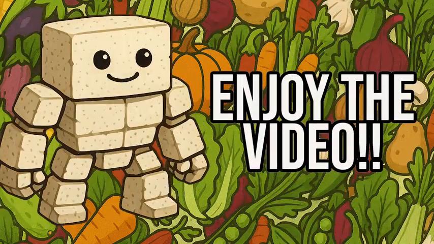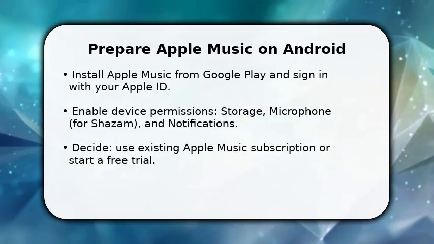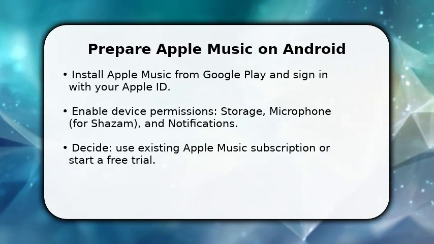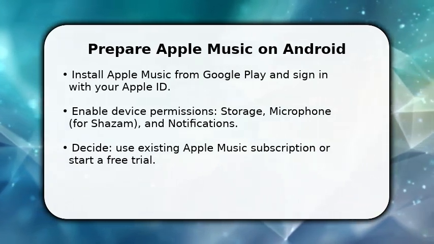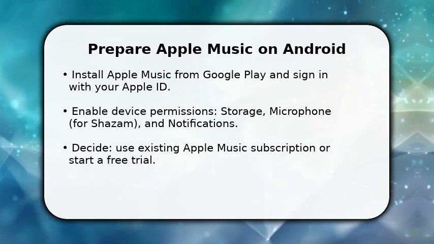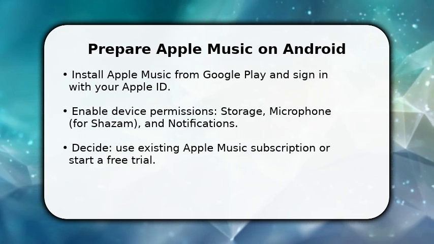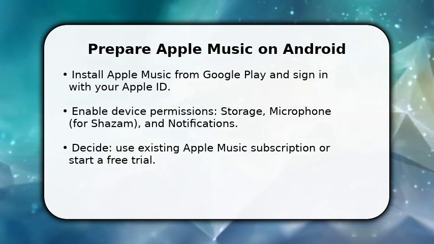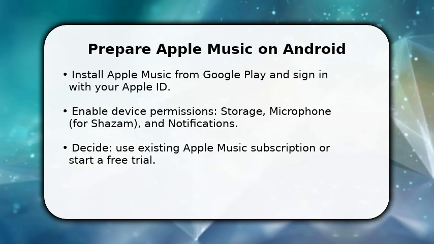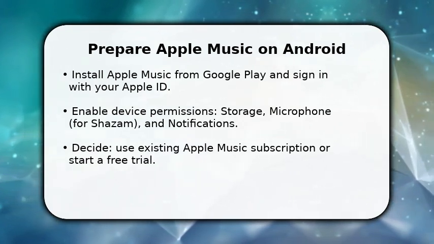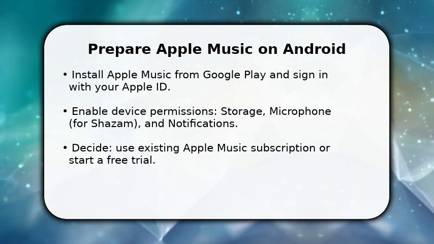Please enjoy the video. You'll start by installing Apple Music from the Play Store and signing in with your Apple ID. This connects your library. Once signed in, make sure app permissions are granted so offline downloads and Shazam integration work. If you have an existing subscription, Apple Music will sync your library. If not, choose the trial and add payment.